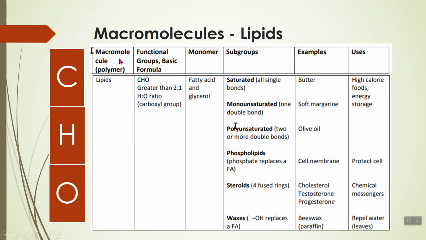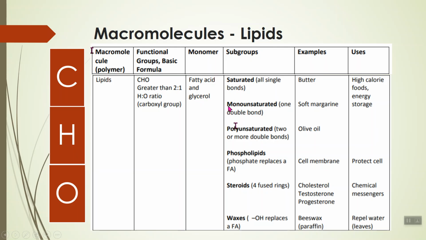The next macromolecule, again made up of carbon, hydrogen, and oxygen, is lipids. Lipids are nothing but fats and oils. Usually the carbon to oxygen ratio is 2:1 or even greater than that. The monomers of lipids are fatty acids and glycerol.